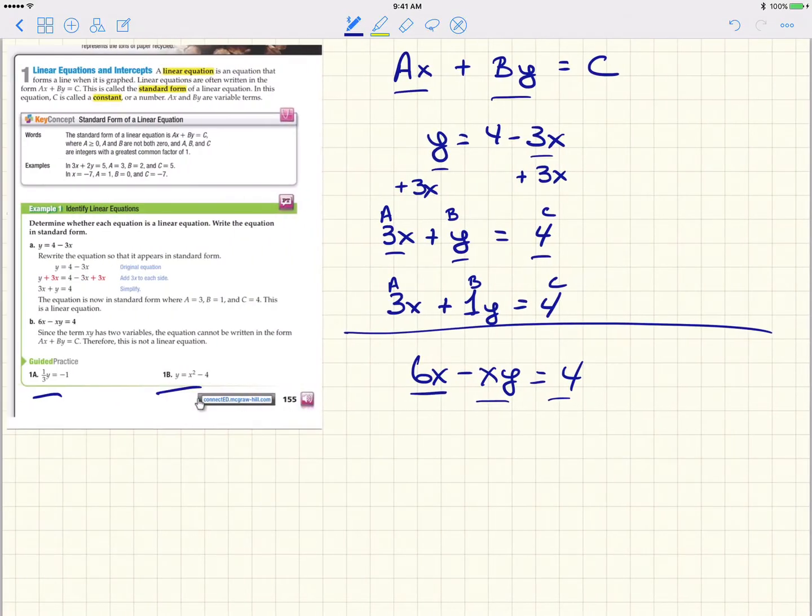All right, so hopefully you tried those two problems. So 1A is 1/3 y equals -1. Does this describe a linear equation? Can we get it into the form of ax plus by equals c? So what do you guys think? Yes or no? Show of hands. Awesome. Okay. This is a linear equation. Believe it or not, this is a linear equation.